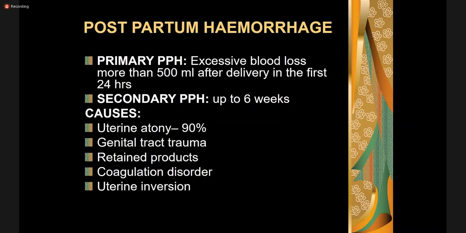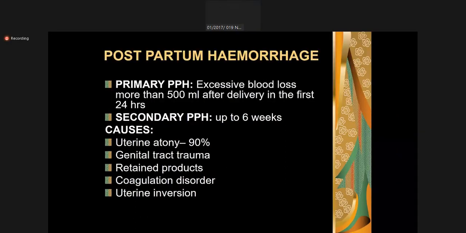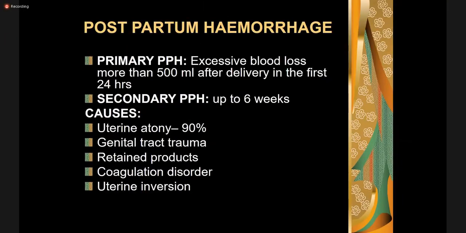Postpartum hemorrhage is excessive blood loss of more than 500 ml after delivery in the first 24 hours, or more than 1 liter after cesarean section during the first 24 hours. So that is called primary PPH. Again, it is one of the commonest causes of maternal morbidity and mortality. Secondary PPH means the woman has heavy bleeding after 24 hours up to 6 weeks, and that will be called secondary PPH.